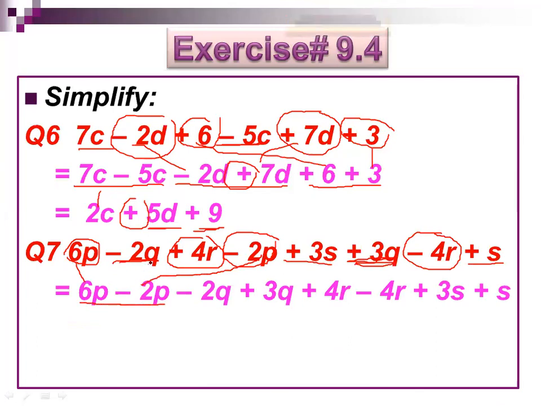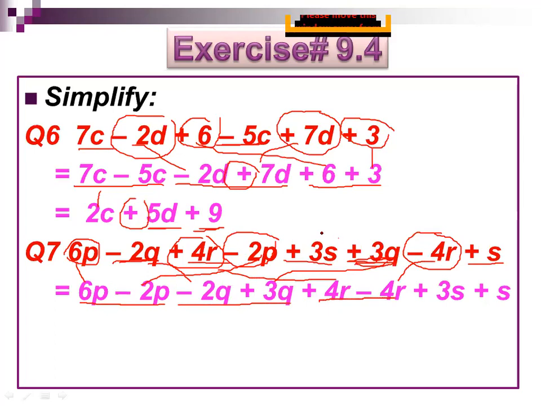Then you have minus 2q and plus 3q. That is your second like term. Then you have plus 4r, and then this minus 4r. This is your third like term, and then this plus 3s and plus s. So you will write plus 3s and plus s.